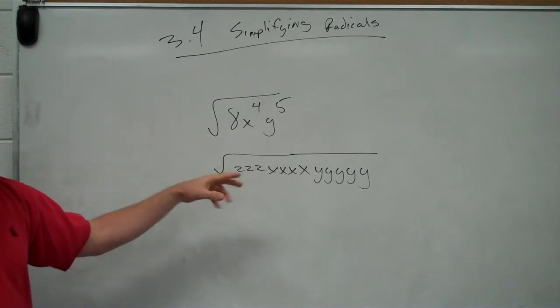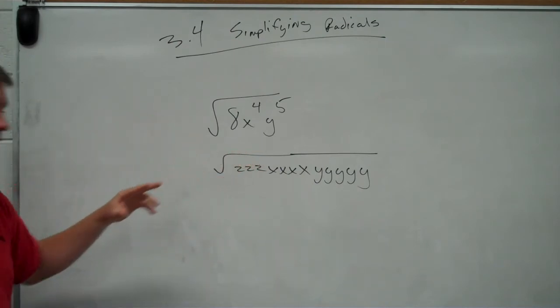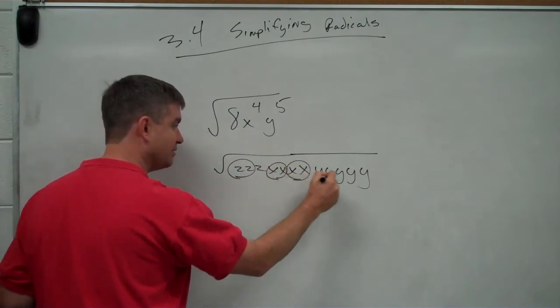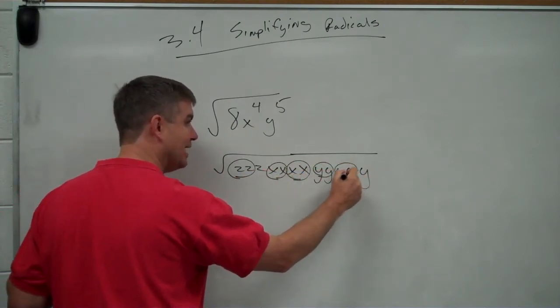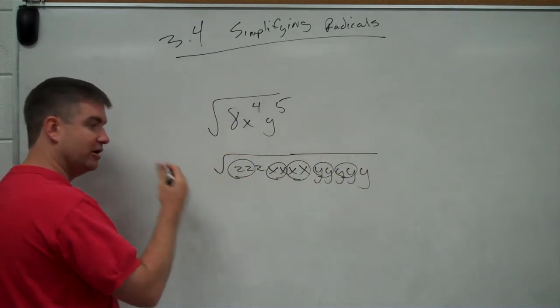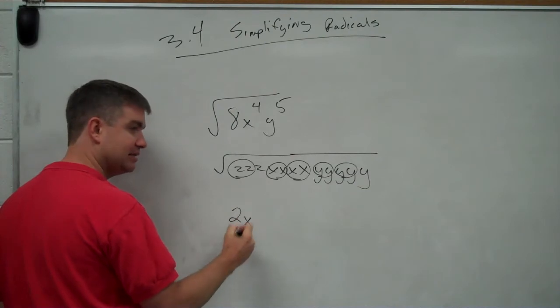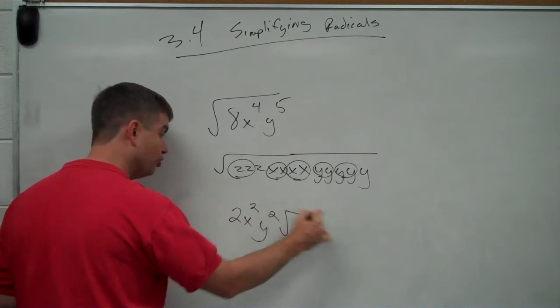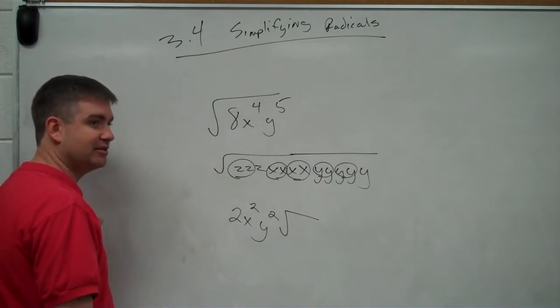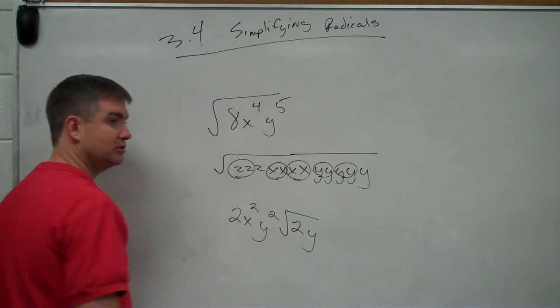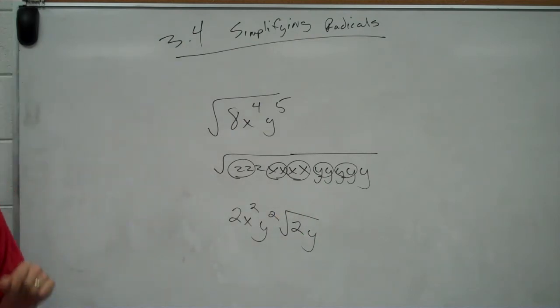But if it's small, you could write it out like this. You've got a pair of 2's, a pair of x's, a pair of x's, a pair of y's, a pair of y's, and now you can simplify the radical. What comes out to the front? 2x squared y squared. All right. Root, what was left underneath the radical? A 2 and a y. 2 and a y. Now, would you like an easier way to do this problem rather than writing out all those x's and y's?